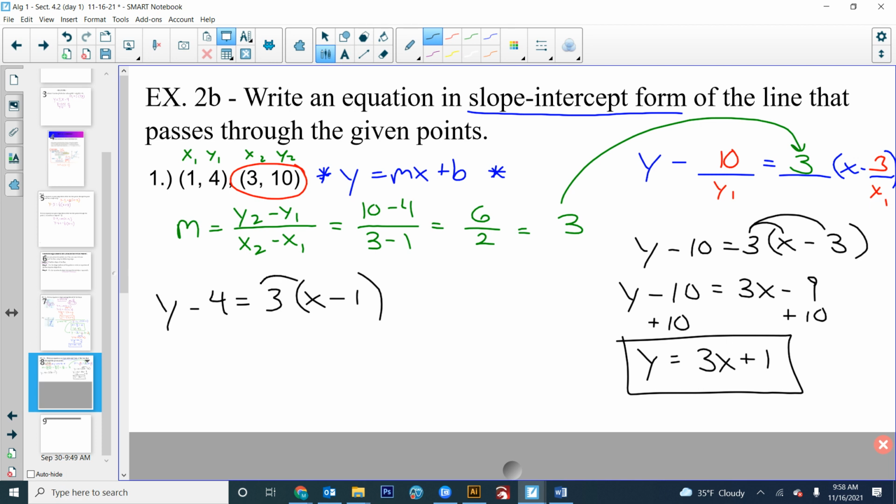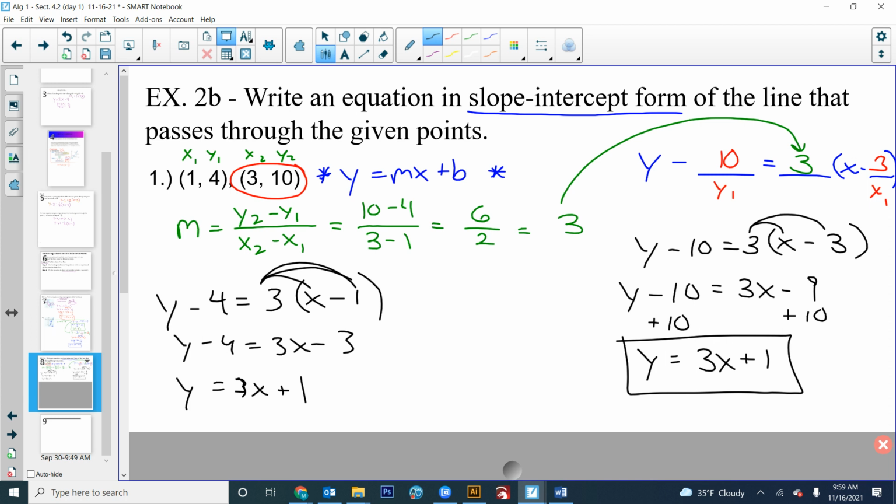Let's see if we get the same thing. Y minus 4 equals 3x minus 3. Add 4. What's negative 3 plus 4? It's mathemagical. See how it works out? You could have used either point. Either point will work. 3x plus 1 either way.